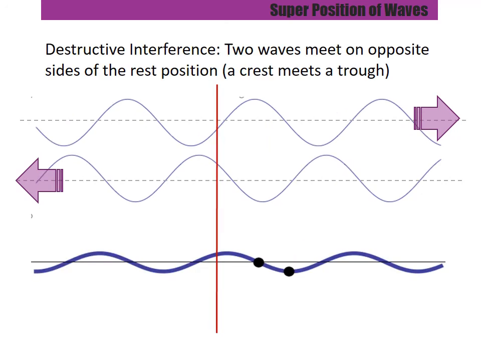Destructive interference occurs when two waves meet on opposite sides of the rest position, like a crest meeting a trough. If I look at the wave traveling to the right, it is pulling the slinky down. If I look at the wave traveling to the left, it is pulling the slinky up. Let's say the wave traveling right is pulling the slinky down half a unit, while the wave traveling to the left is pulling the slinky up 1.5 units. That means that the overall slinky will be pulled up 1 unit.